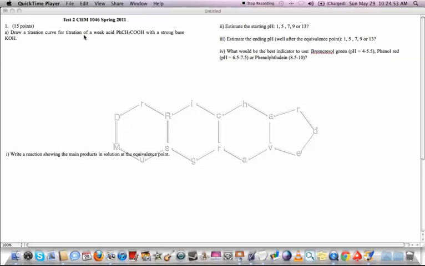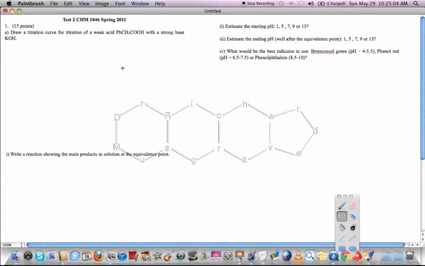Well, if we're doing a titration of a weak acid with a strong base, this means this must be in the flask and this must be in the burette. So when we're looking at the titration curve, it'll look like this. And if it's pH, then it's going to be little p, big H.